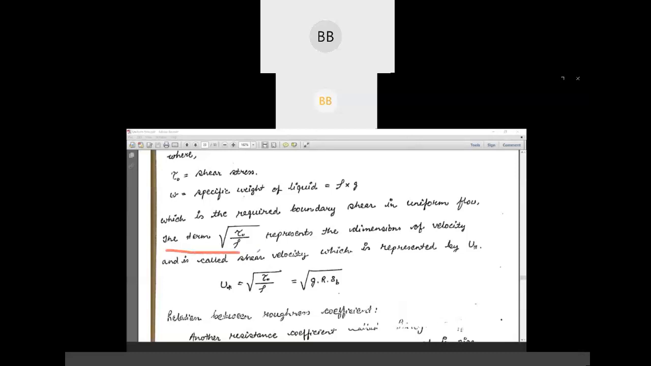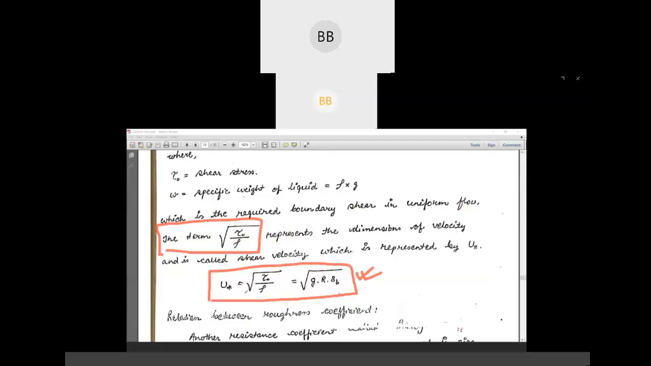The term root over tau by rho is nothing but your shear velocity. You can also write this expression as u star, which is your shear velocity. So if we take the root over shear stress divided by density, it gives you a velocity. That is your shear velocity.